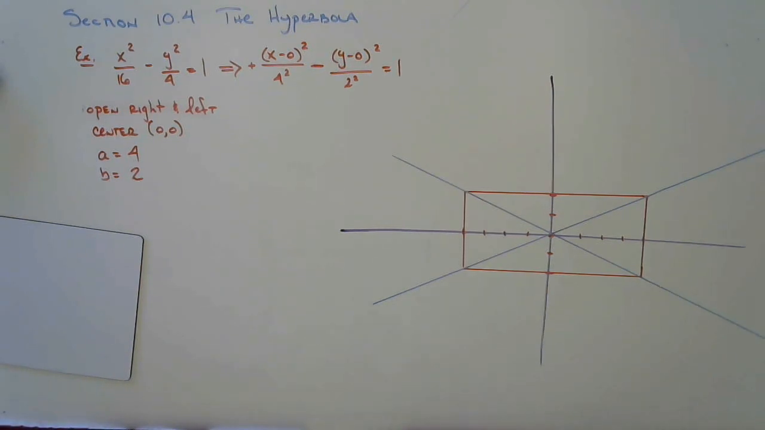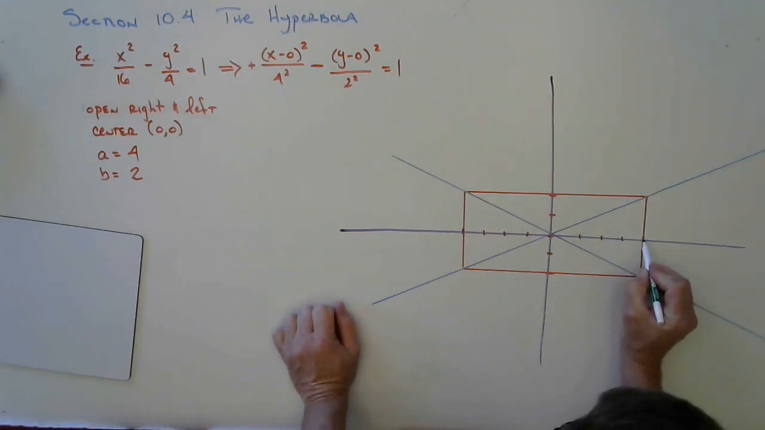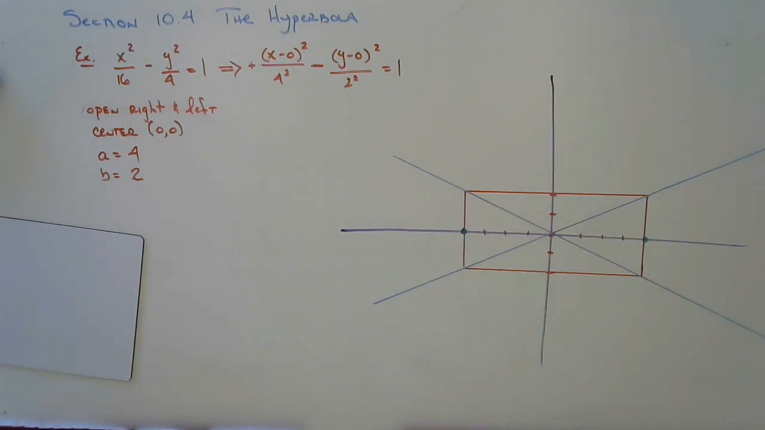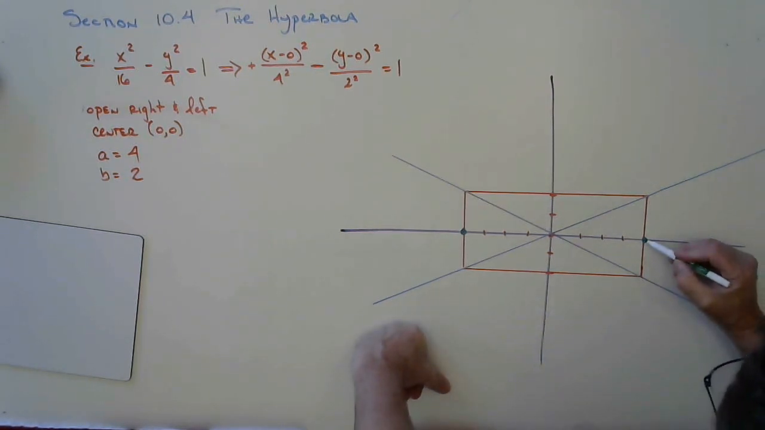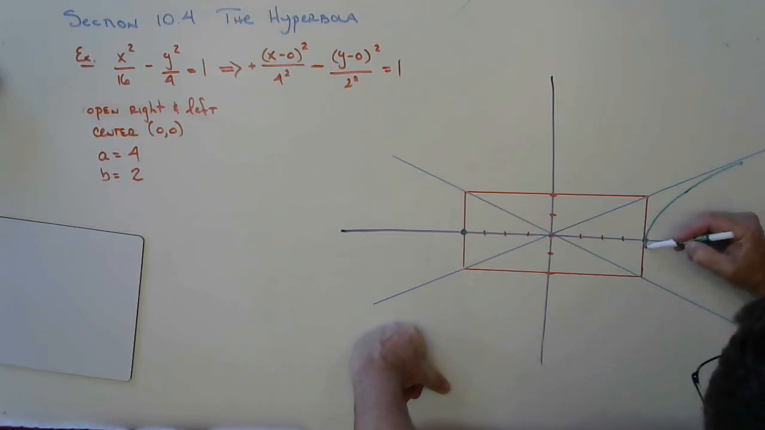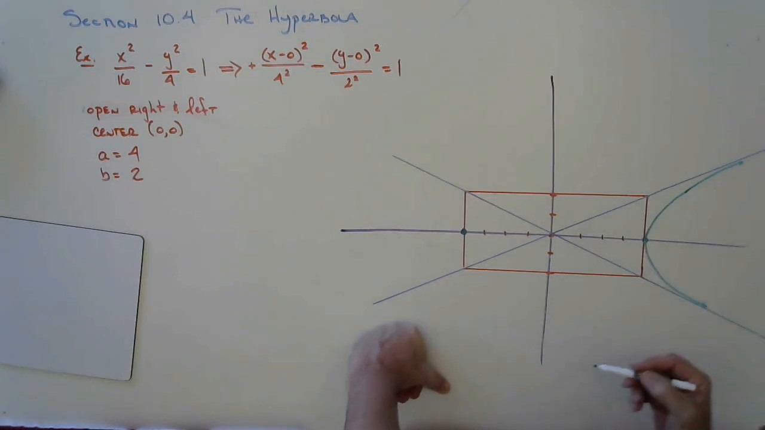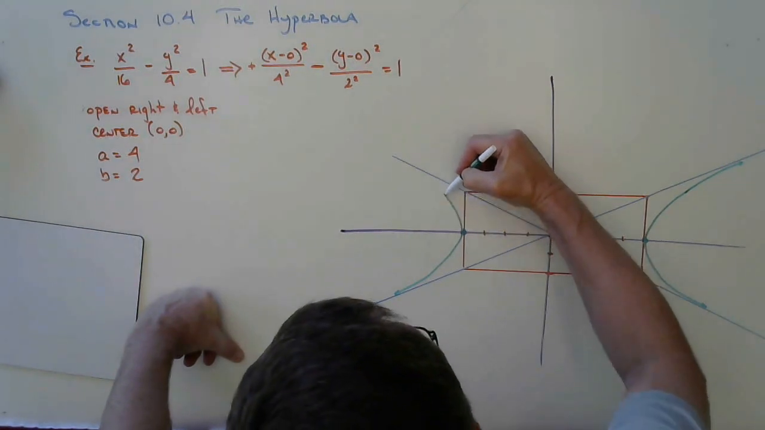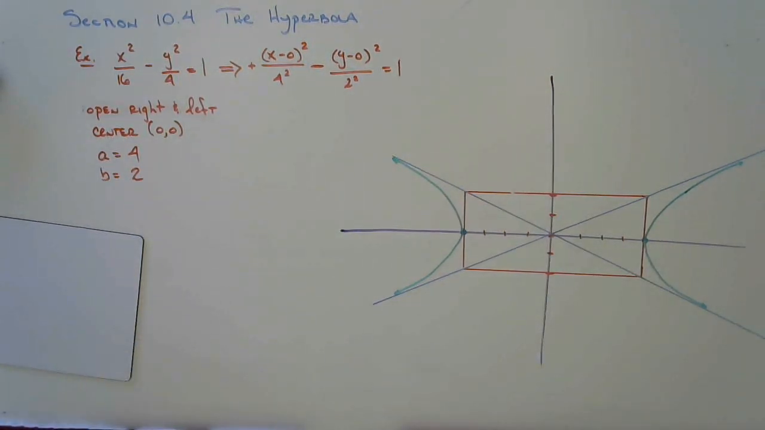Now, we know where our vertices are located, right? Our vertices, because our x term is positive, are going to be here and here. So those are our vertices. And now we can draw our hyperbola. Remember, these are asymptotes. In the case of a hyperbola, it doesn't cross its asymptotes. So we draw our hyperbola like this, and we've got the graph of the hyperbola.